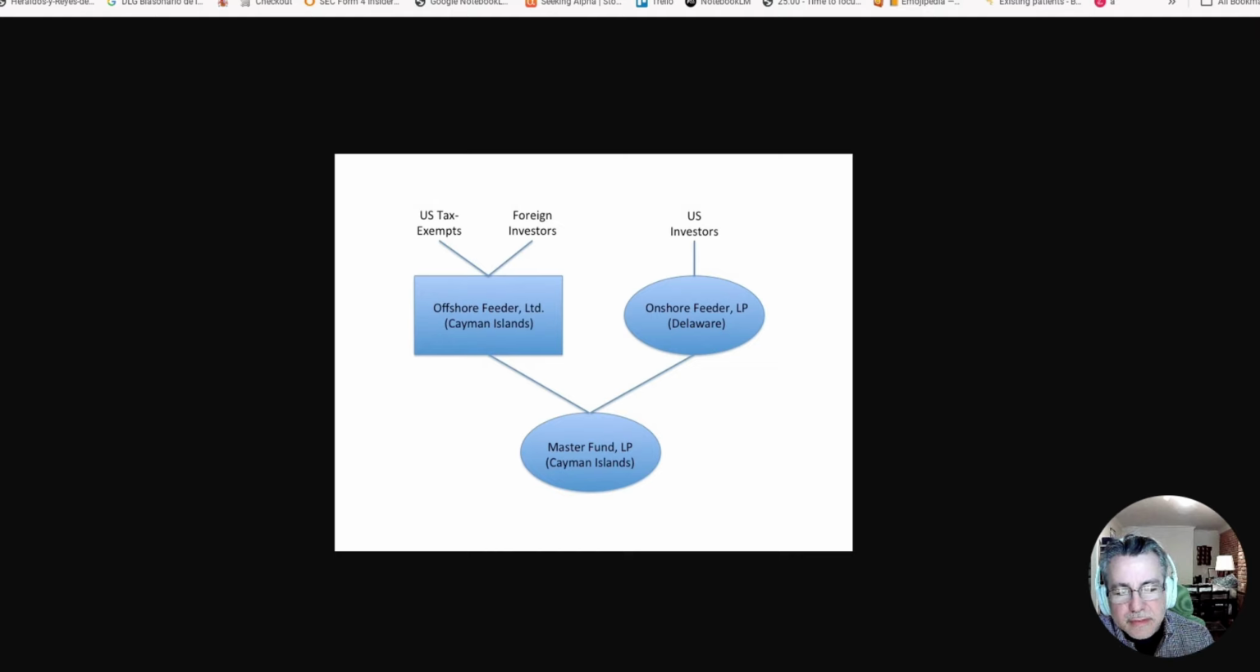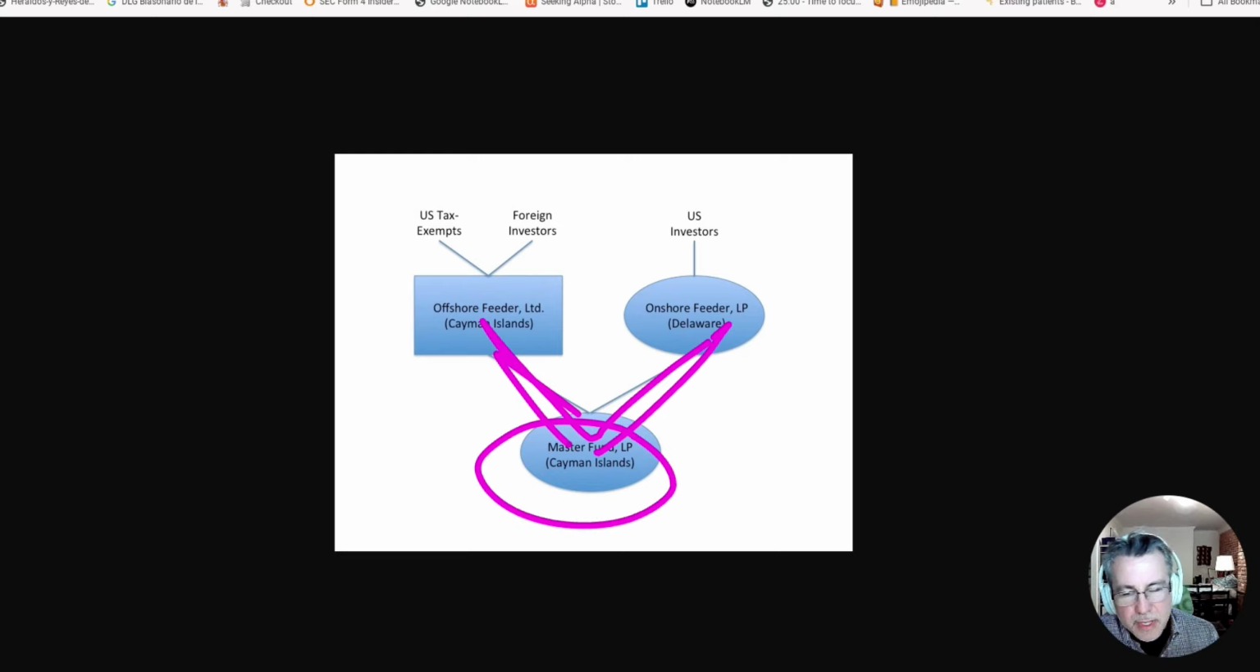But because the rules said you had to give audited financials to all your investors, under the rules, this master fund had to give disclosures to these feeder funds, which it also owns. So they would have to prepare and submit audited financials to themselves, which seems like a waste of time and money. So they would routinely ask for no action relief, and they would get it.